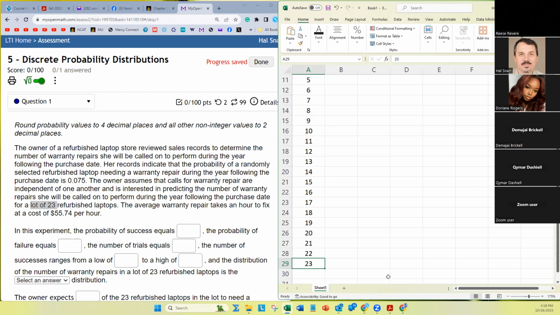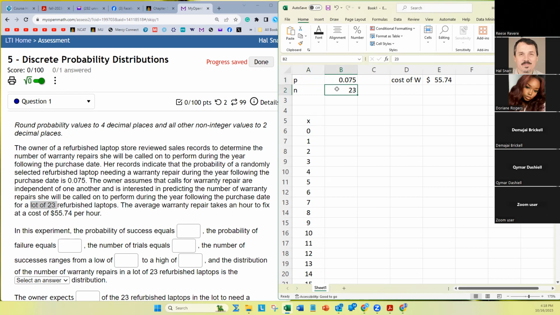Okay, so this is a binomial experiment. This is the probability of success. This is the size of the sample. You know it's binomial if zero is possible, if it's finite, and there's independence from laptop to laptop. There's a probability of success, in this case, the probability that a warranty repair will be necessary.